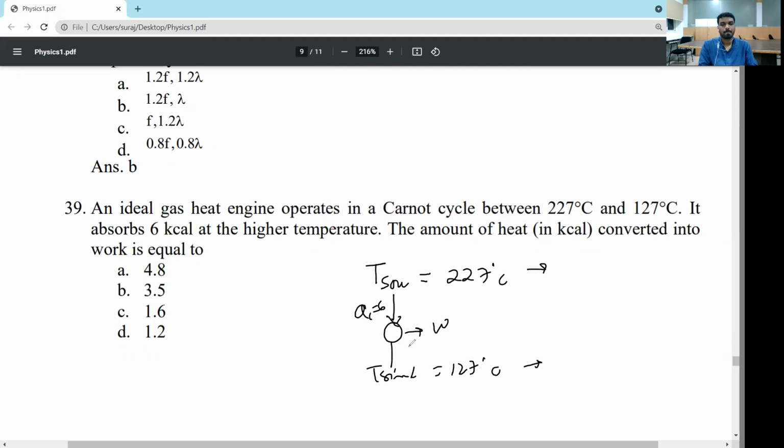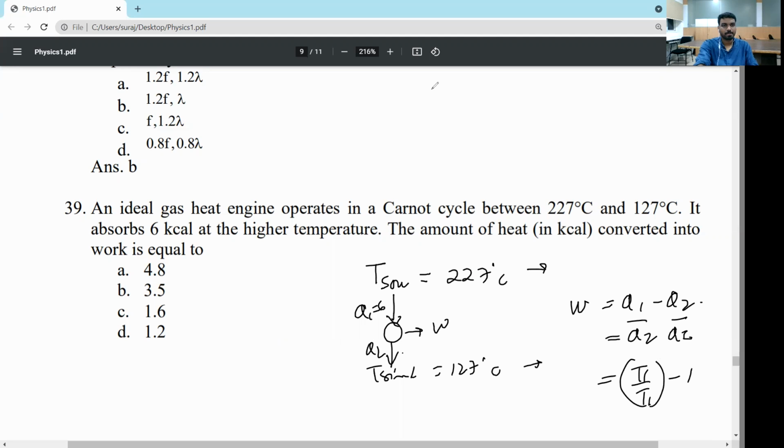Amount of heat converted into work. So work done will be equal to what? This is Q2. Work done will be equal to Q1 minus Q2. Divide by Q2, you do. So Q1 by Q2 is T1 by T2 minus 1. Temperature should be in Kelvin.